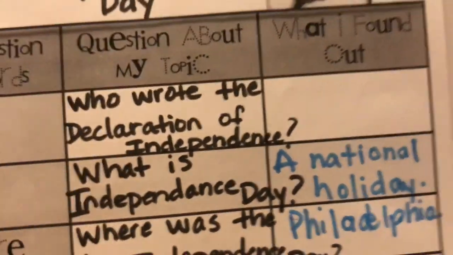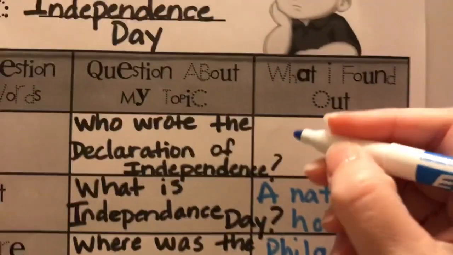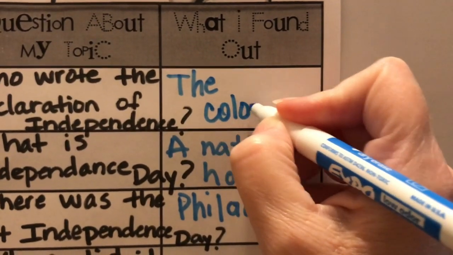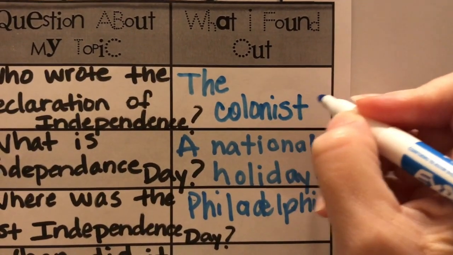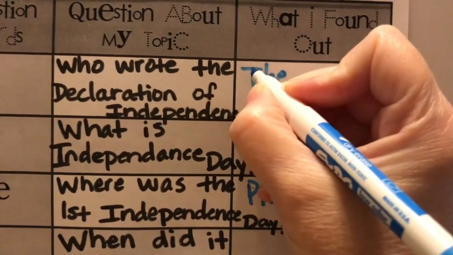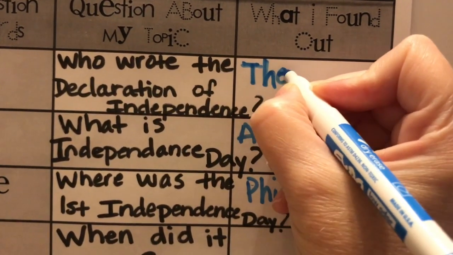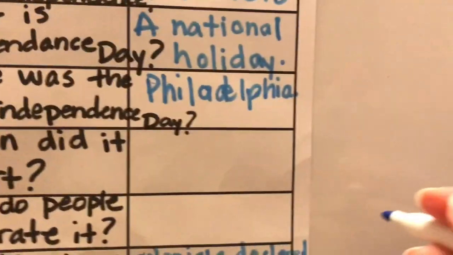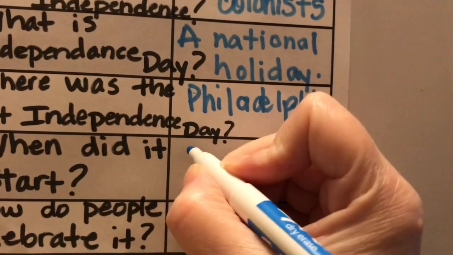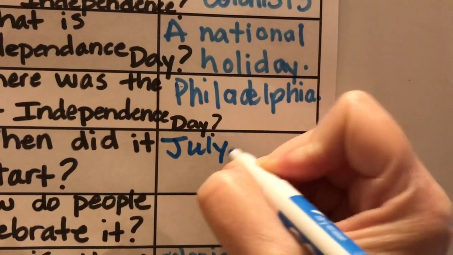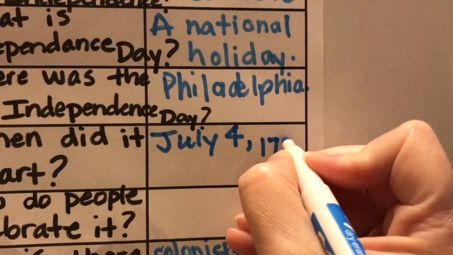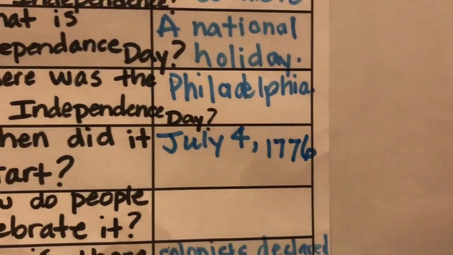Okay, so we could answer, who wrote the Declaration of Independence? The colonists did. Now, there were some famous colonists who wrote it, but in all, it was the colonists, the people that came over from England, who wanted their independence from England, from the king. When did it start? Well, it says July 4th. So remember, we all know Independence Day is July 4th, 1776. That's when they wrote the Declaration of Independence.